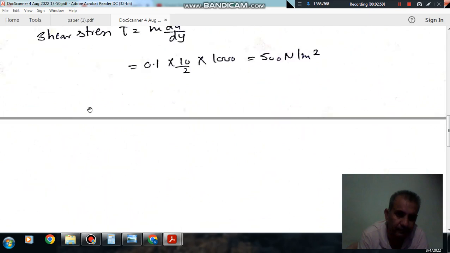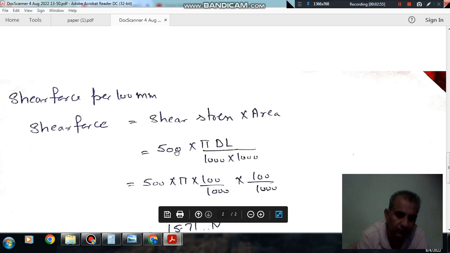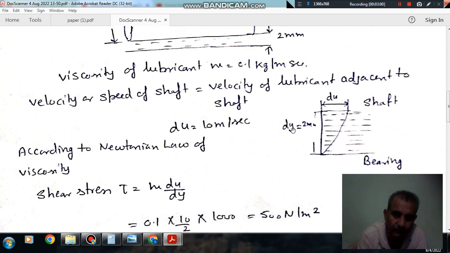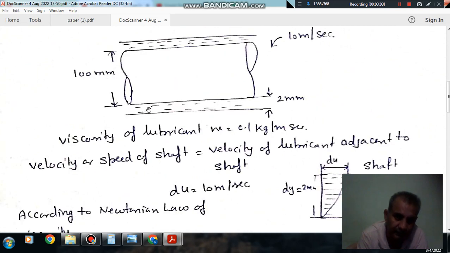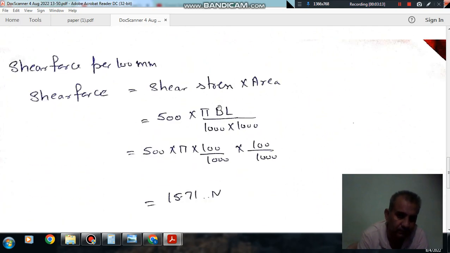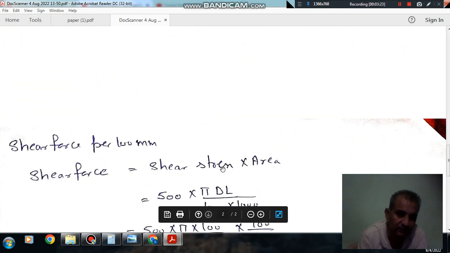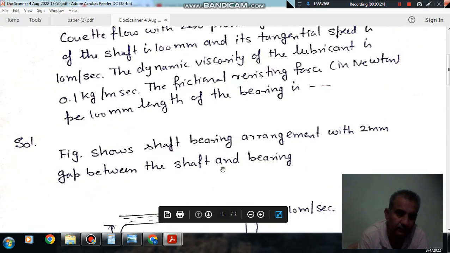As this is the shear stress, the shear force is shear stress into area. The shear stress is 500, and the area for the shear stress is the tangential area, that is pi d l, where L is this length and d is this diameter. Because we have to find out the shear force, that is pi d l. D is 100 by 1000, L is 100 by 1000. So the shear force is 15.71 Newton. So the answer is 15.71 Newton.